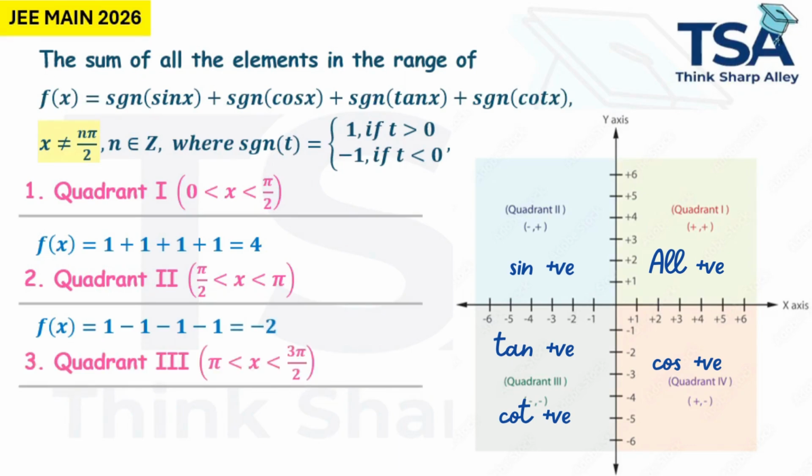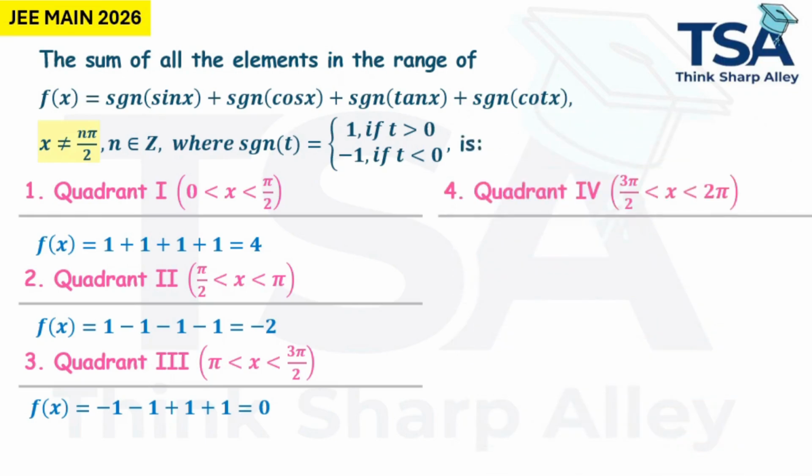In the third quadrant, only tangent and cotangent are positive. That is tan and cot. Whereas sine and cos are negative. So f(x) will be equal to -1, -1, +1, +1, which gives us 0. And finally in quadrant 4, only cosine is positive. So f(x) is going to give us -1, +1, -1, -1, repeating our value of -2. So our entire range is just 3 unique integers, -2, 0 and 4.